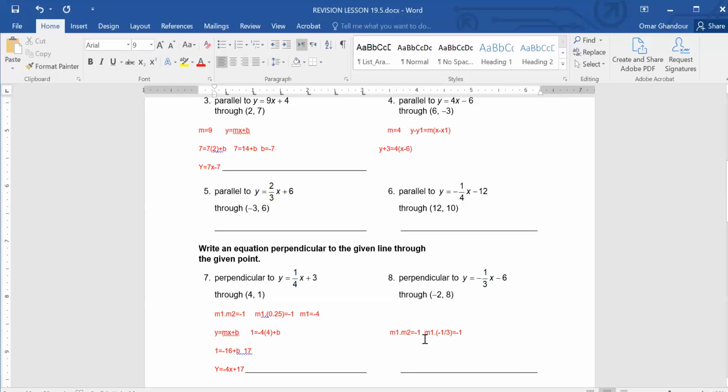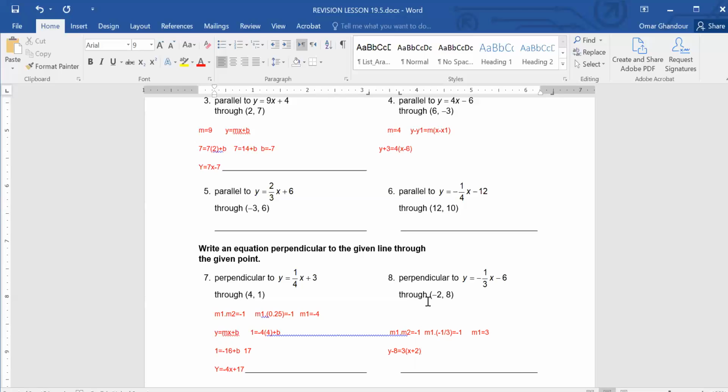How to get rid of the -1/3? I will divide by -1/3 here and divide by -1/3 here. I will find m1 to be equal to 3. I found m1. Now writing the equation will be very, very easy for me. y minus y1, which is 8, equals m, which is 3, multiplied by x minus x1, which is x minus minus 2, and minus minus is plus, so it's +2. And you are done. You wrote your equation.